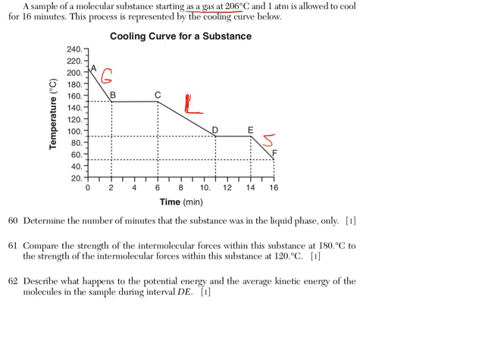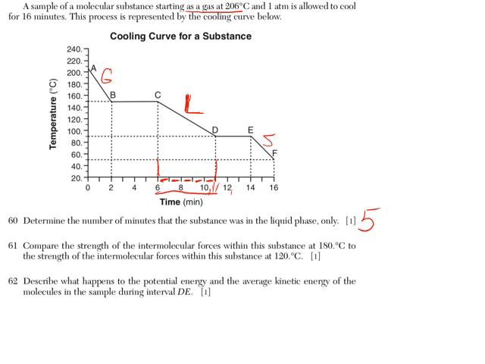Number 60 says, determine the number of minutes that the substance was in the liquid phase only. Liquid phase only means right in here, from 6 minutes to 11 minutes. We've got 10 minutes, we've got 12 minutes, so 11 is right in the middle there. So how many minutes is that going from 6 to 11? That's going to be 5 minutes. You could also just count. We've got one little section, 2, 3, 4, 5 between these 2 points. If you didn't know how to do the math, you've got 5 little line segments there. So 5 minutes.